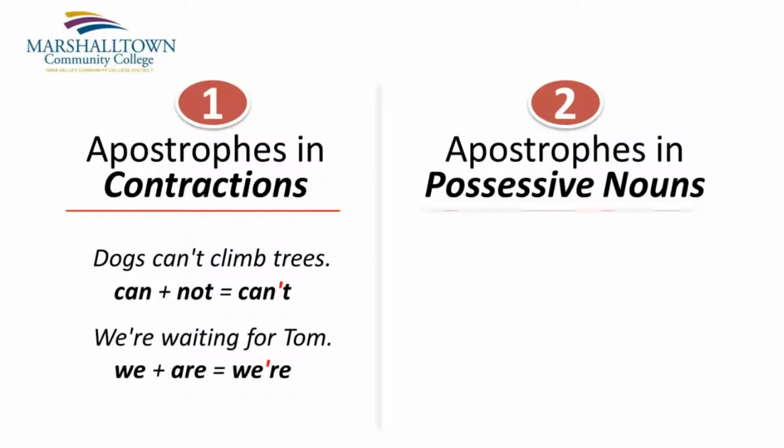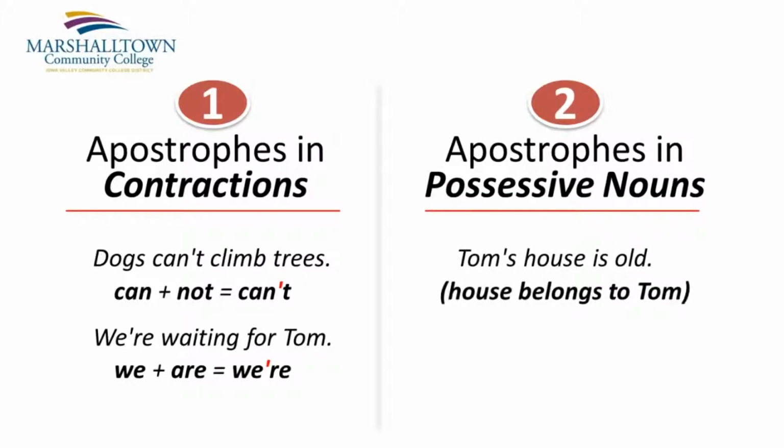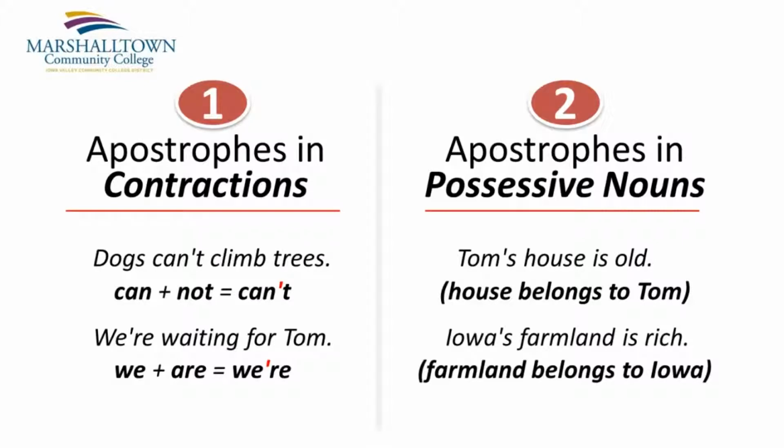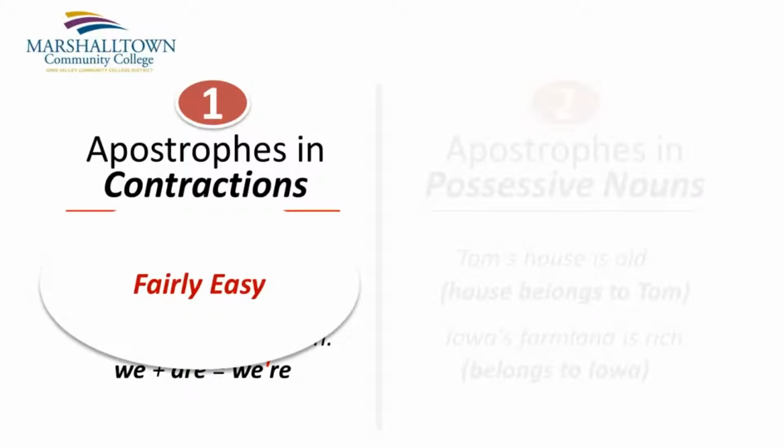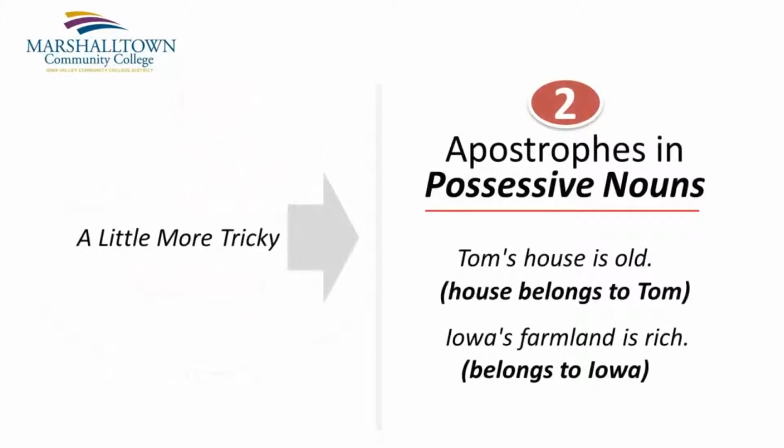With possessive nouns, an apostrophe indicates ownership. Tom's house is old. The house belongs to Tom. Iowa's farmland is rich. Farmland belongs to Iowa. Now, apostrophes in contractions are fairly easy to remember. However, remembering how to use apostrophes in possessive nouns can be a little more tricky.